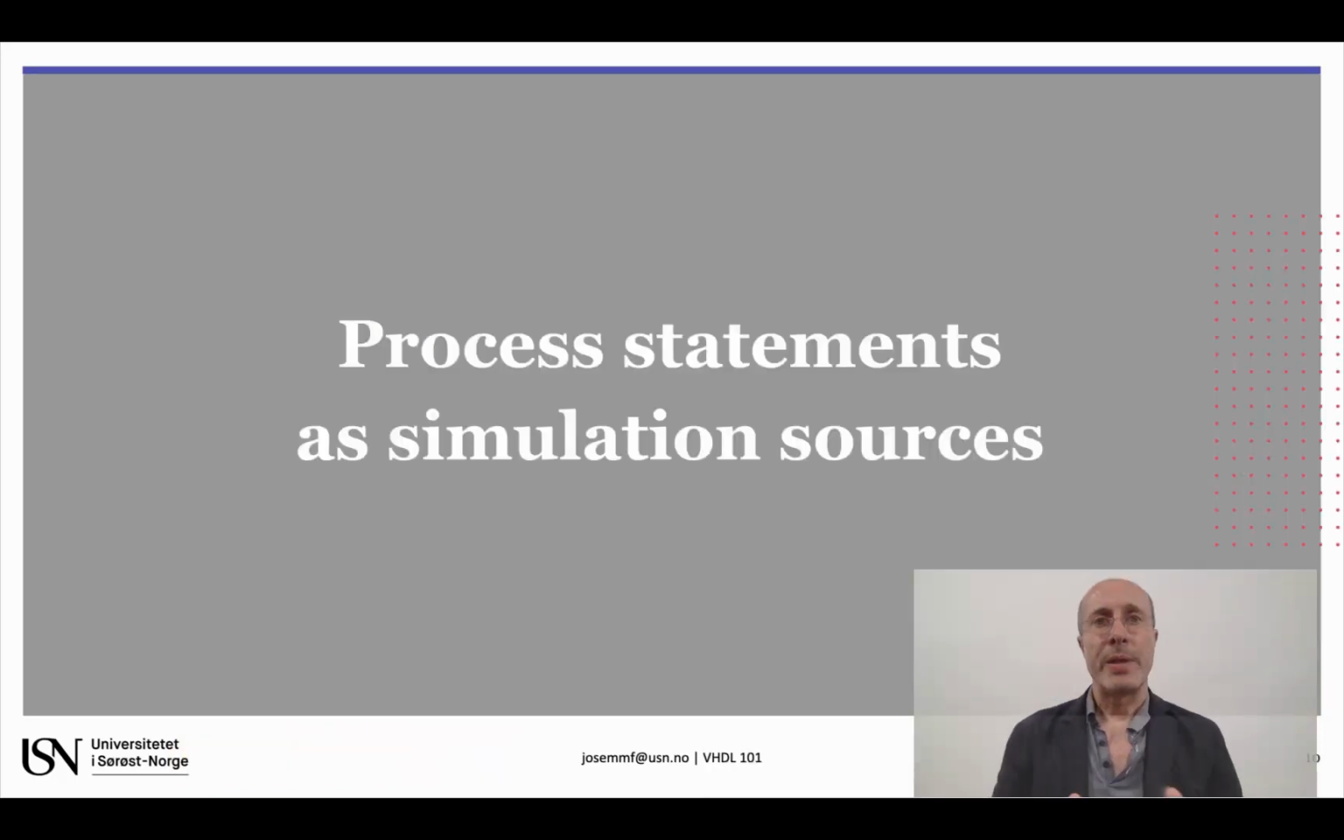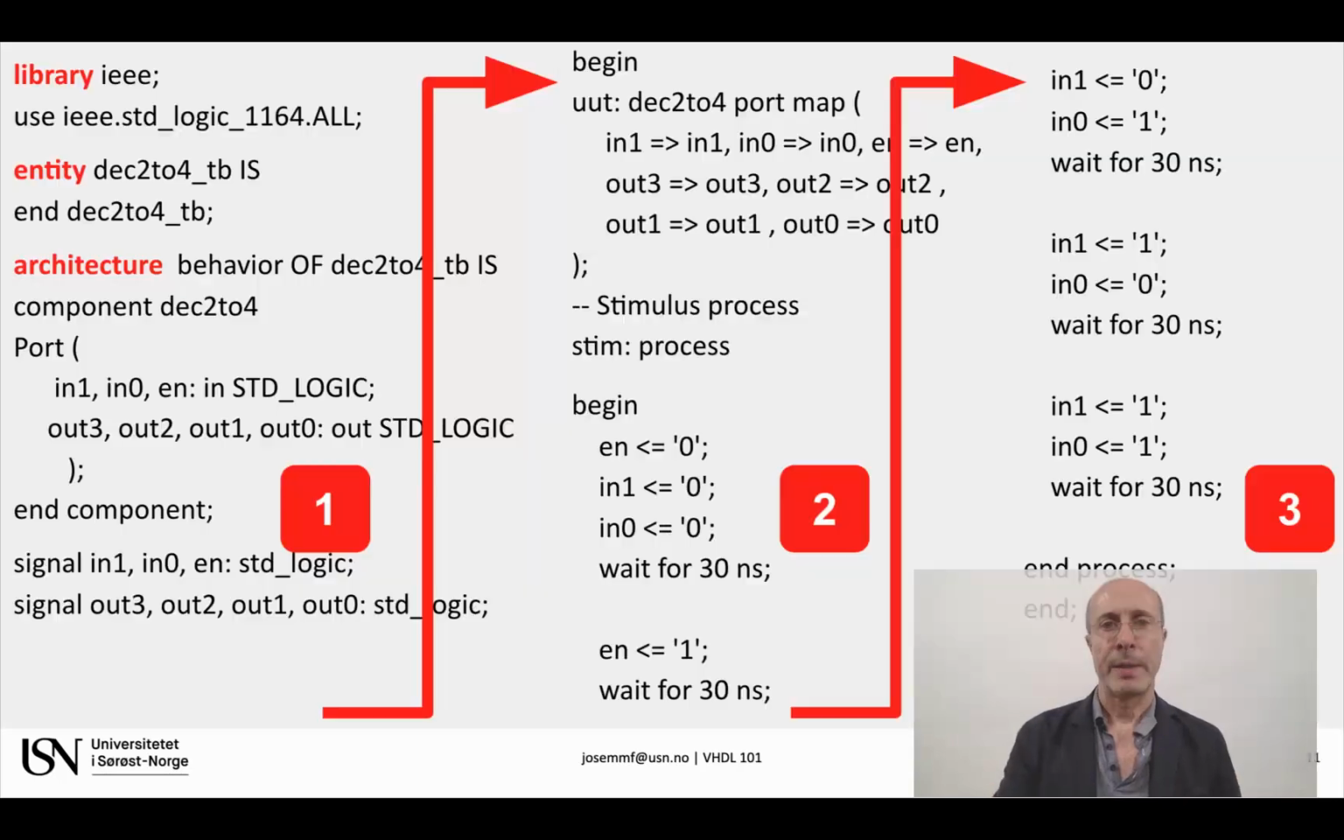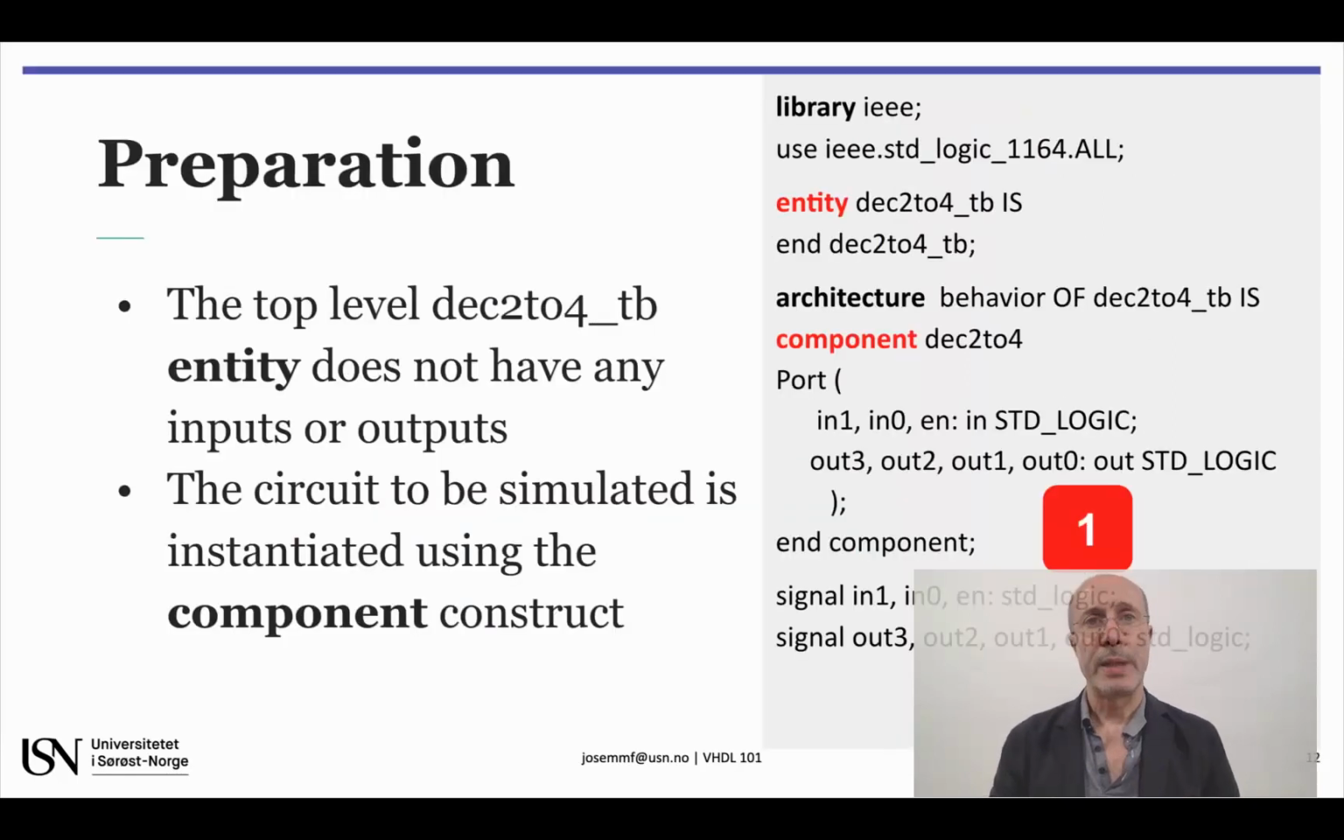So how can the process statement be used to create a simulation source file? What you see here is the simulation source file used for design verification in the case of the 2-to-4 decoder. You may have noticed the library, entity, and architecture sections on the left column, but let's have a closer look at each column. The left column contains the library and entity sections and the beginning of the architecture section.